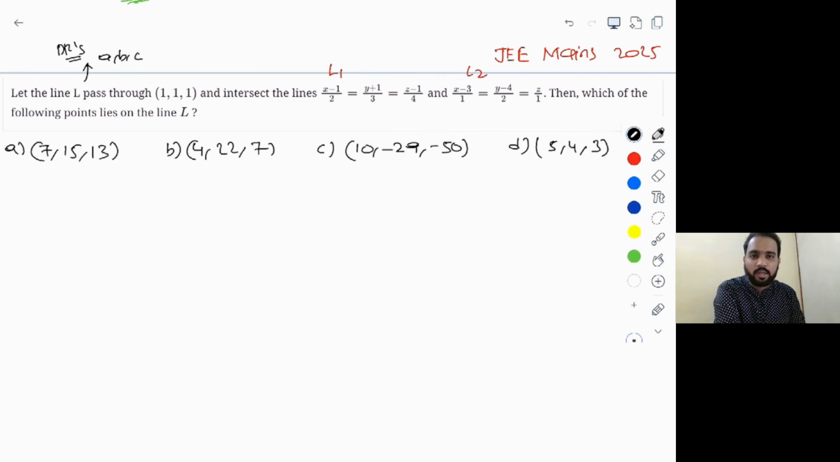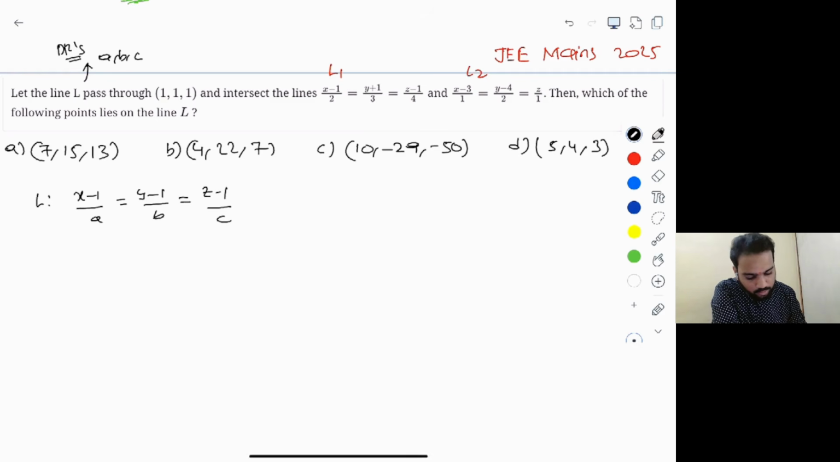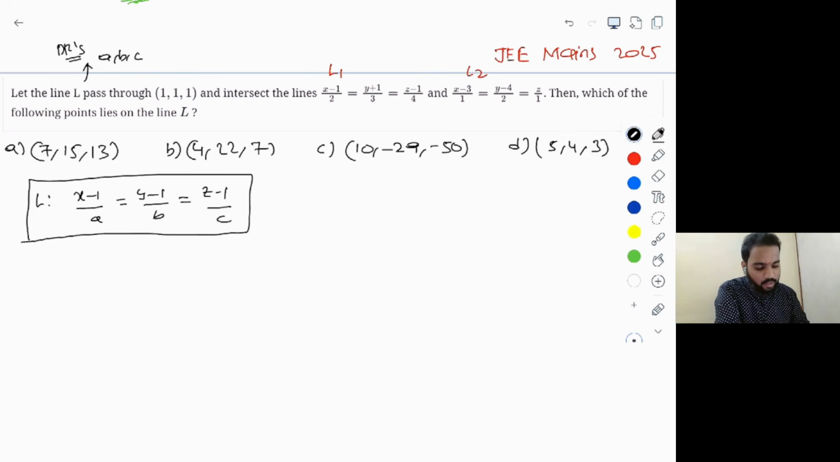And when we know the DRs and a point on the line, we know how to write down the line equation, right? So let's write down line L: (x minus 1) divided by a is equal to (y minus 1) divided by b is equal to (z minus 1) divided by c. So this is your line L. Now they are saying that this line L here is intersecting both the straight lines L1 and L2.